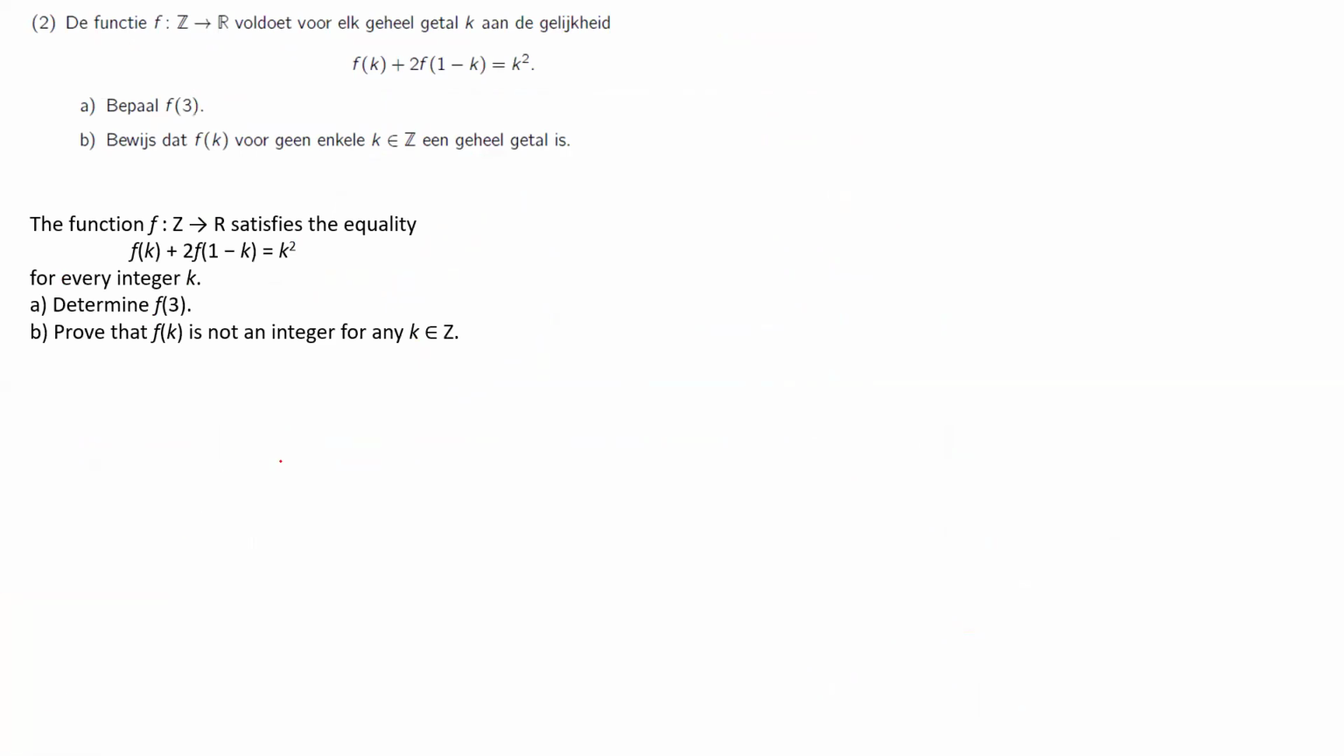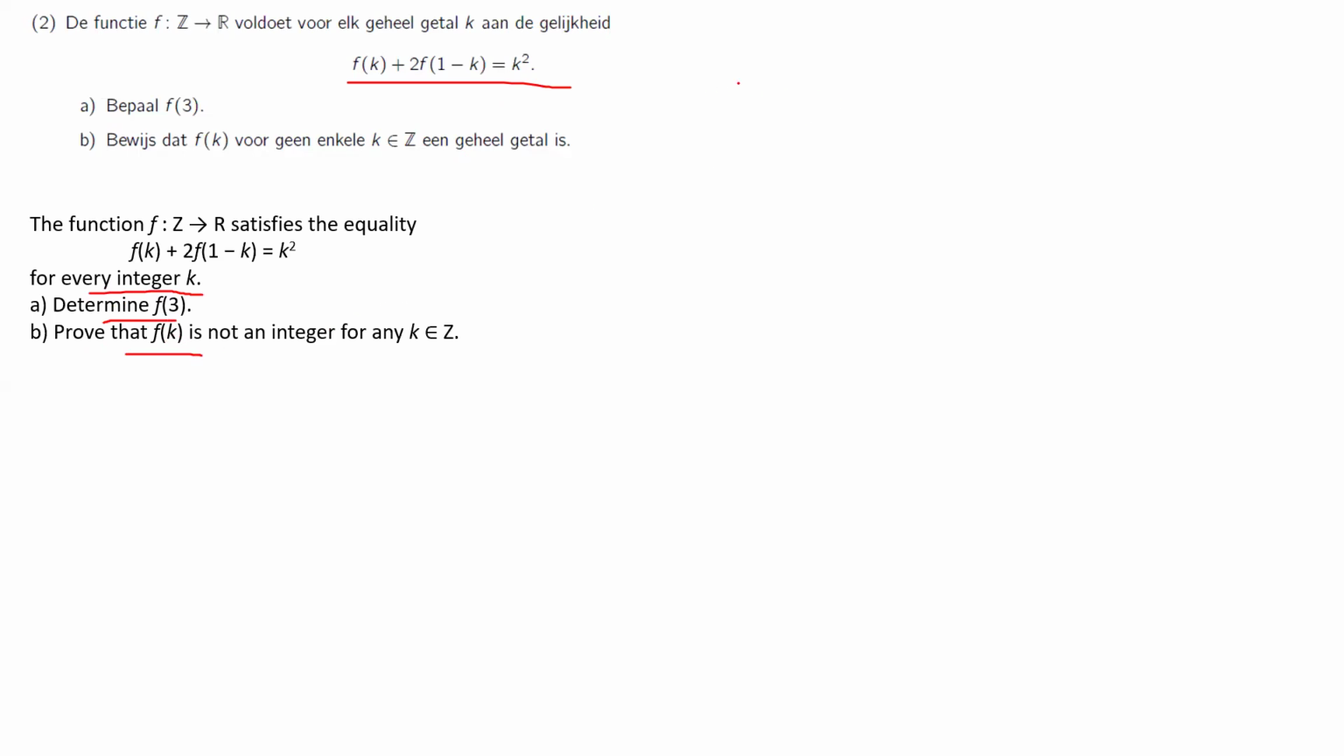The second question is algebra. There we have a function equation: f(k) plus 2 times f(1 minus k) equals k squared. And this function equation is satisfied for every integer k. The first question is asked to determine f(3), and the second question is asking to prove that f(k) is not an integer.